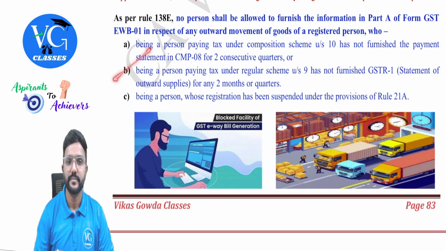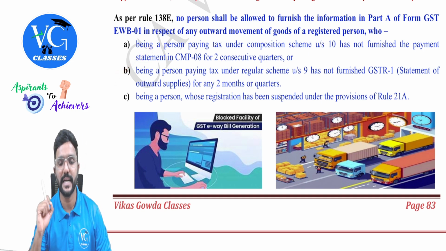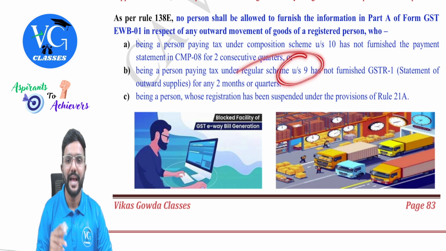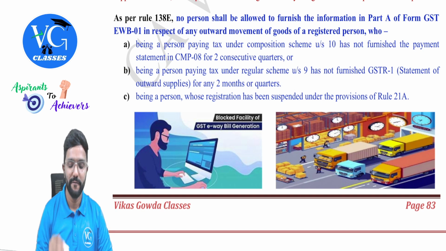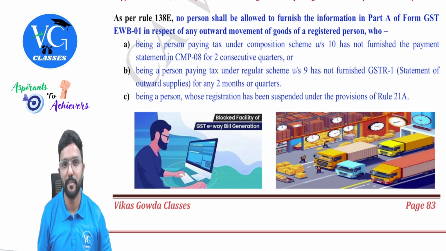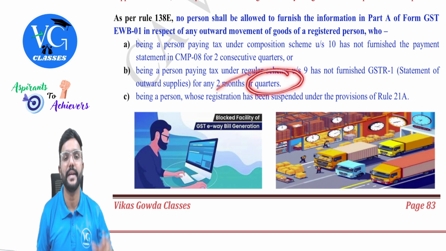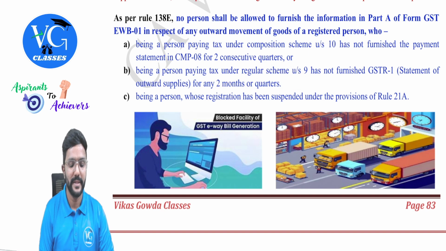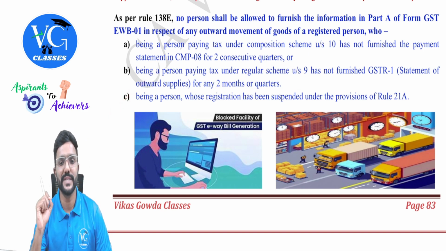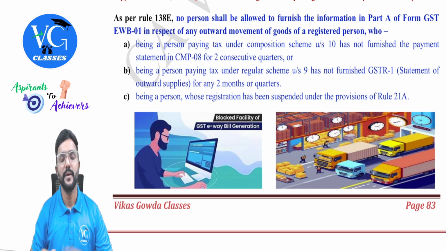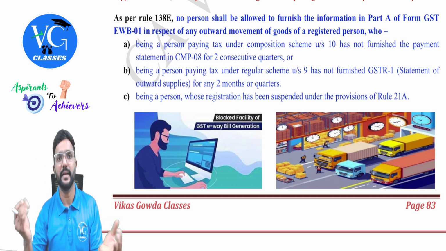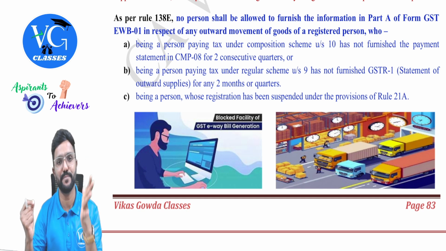Okay, next. Being a person paying tax under the regular scheme, that is section 9, has not furnished GSTR-1 statement of outward supply for any 2 months if they are filing it monthly, or if they are following quarterly, 2 continuous quarters, guys. That is QRMP. Then the last one, being a person whose registration has been suspended under the provisions of Rule 21A, when the cancellation proceedings have been initiated, till it is completed, the registration would be suspended.